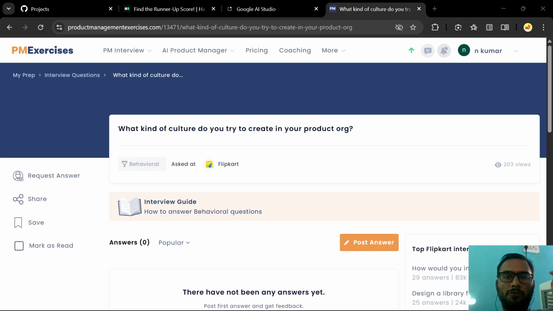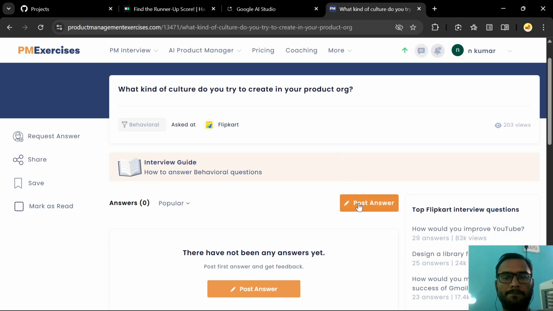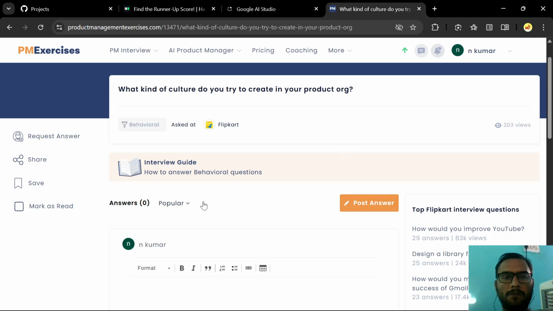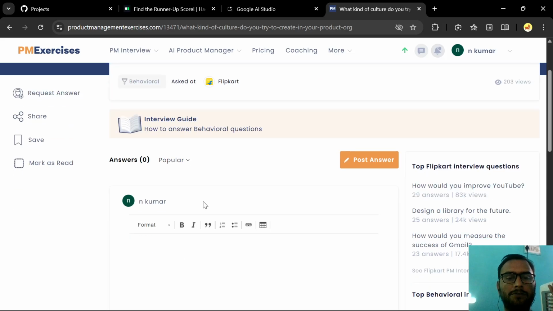Hi everyone. Today let us take another behavioral kind of a question. This has been asked at Flipkart. So the question is, what kind of culture do you try to create in your product organization?